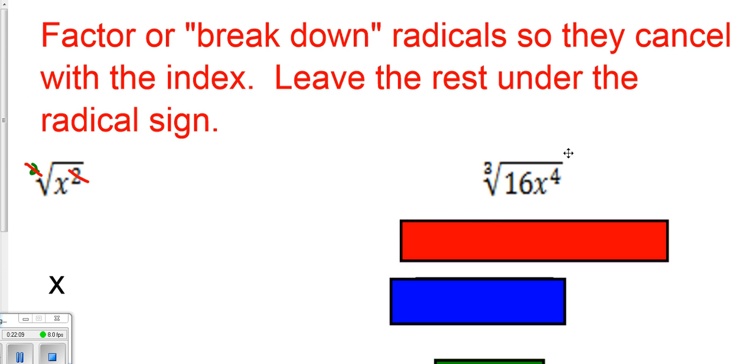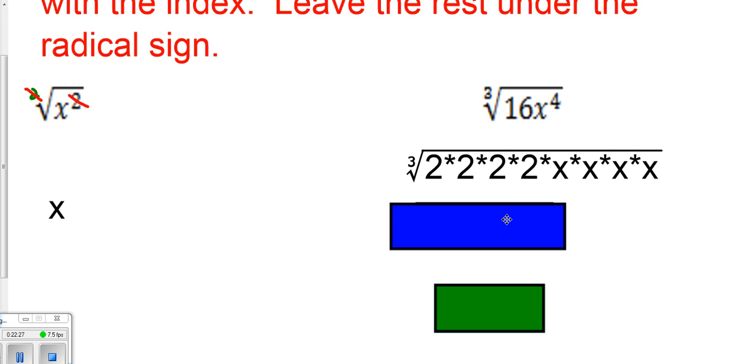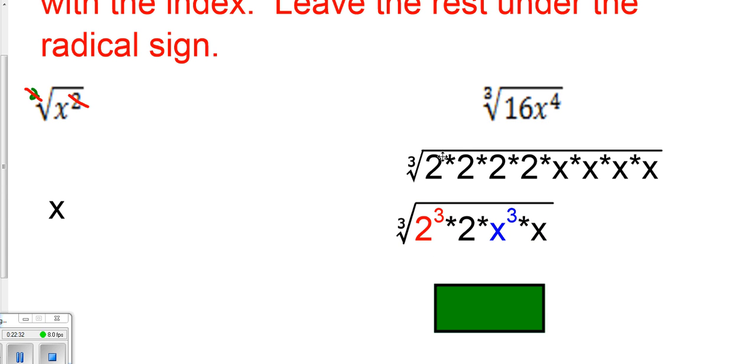Now in this one we have the cubic root of 16x to the 4th. Now 16x to the 4th, 16 is the same as 2 times 2 times 2 times 2. 2 times 2 is 4, times 2 is 8, times 2 is 16. x to the 4th is just x times x times x times x. Now that we have these broken up, we can group them into groups of 3. So these 3 2's become 2 to the 3rd power. These 3 x's become x to the 3rd power. And we still have a 2 and an x left over.